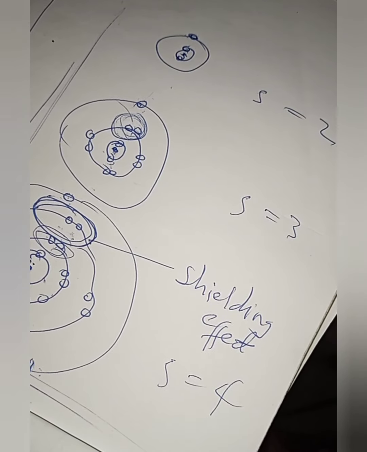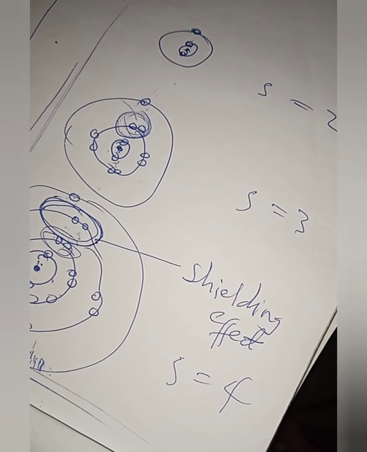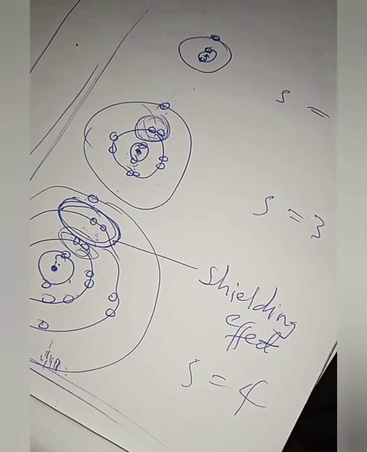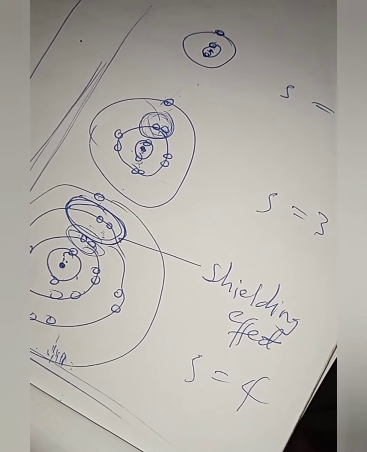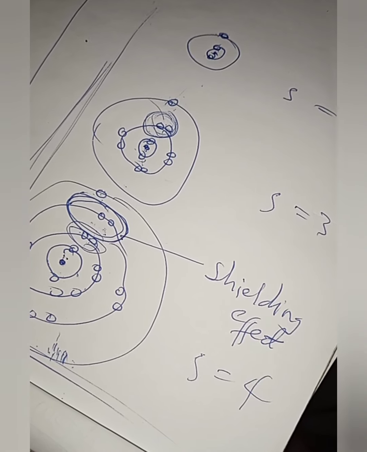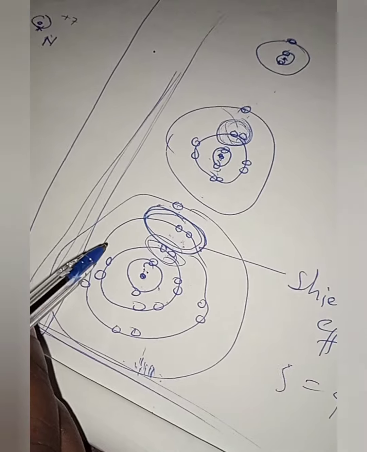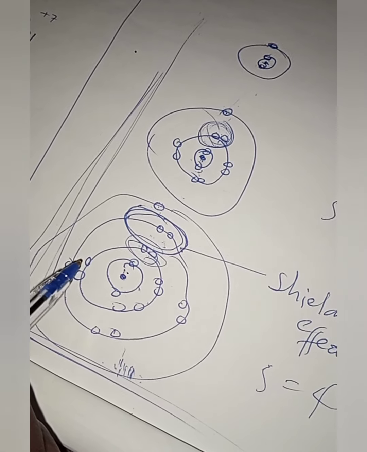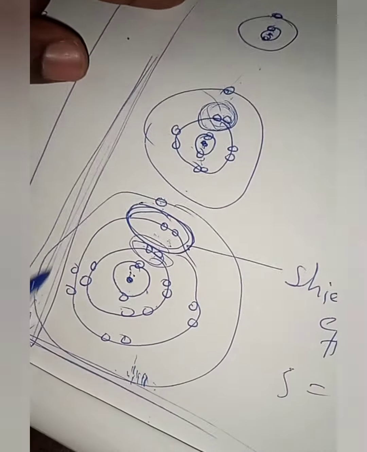So first, going down the group, what happens? I told you that when we are explaining atomic radius, take two things into consideration: the number of protons, that is the atomic number, and the number of shells. So when we are moving like this, what happens? The number of shells increases. Okay. When the number of shells increases, I told you shell is linked with shielding effect. So you can see shielding effect also increases.